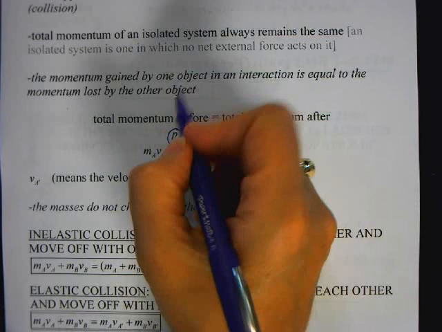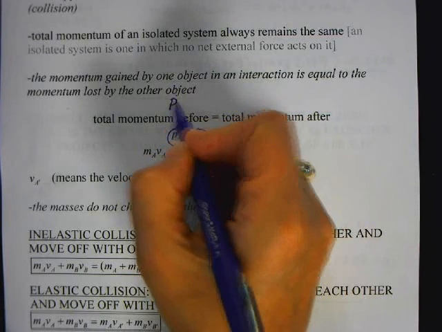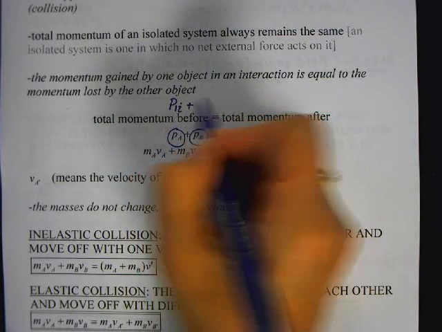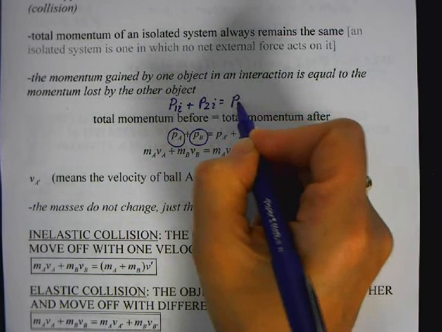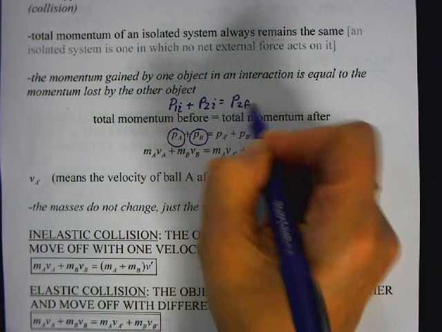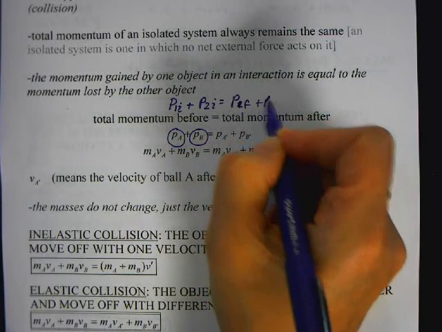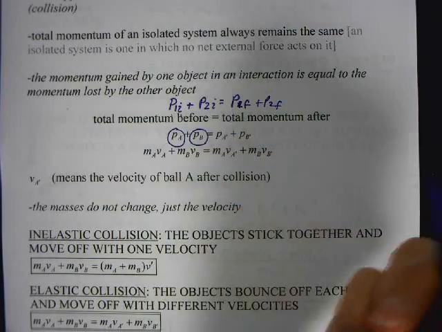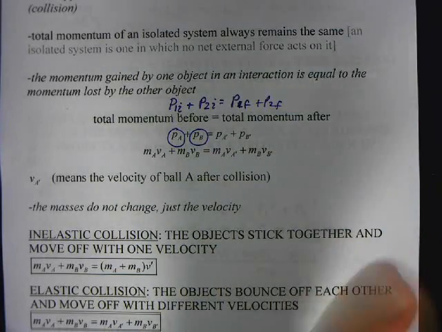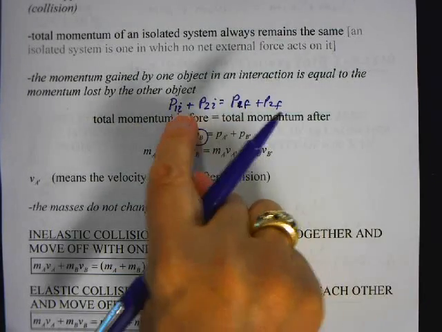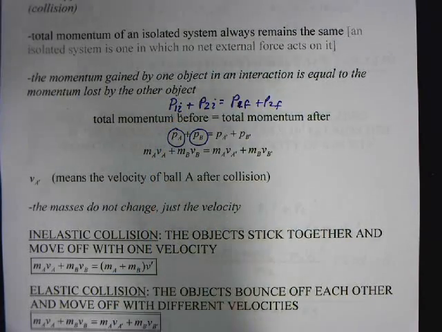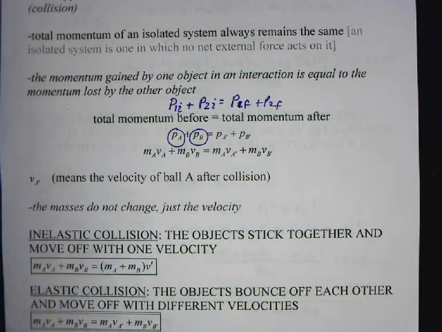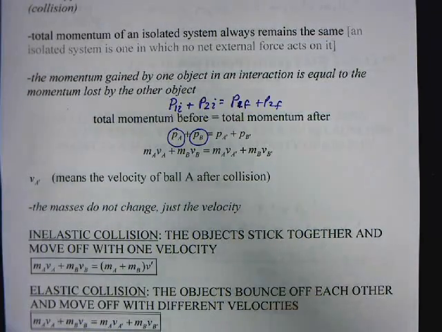A double subscript, which your book does, would be P1I plus P2I is equal to P1F plus P2F. So that's what I mean by a double subscript. I don't like double subscripts. I think it makes it confusing. When you start having ones and I's, don't they start looking the same? It starts to get confusing. But you do what's best for you. If that's the notation that you understand and that's what you want to do, that's fine.